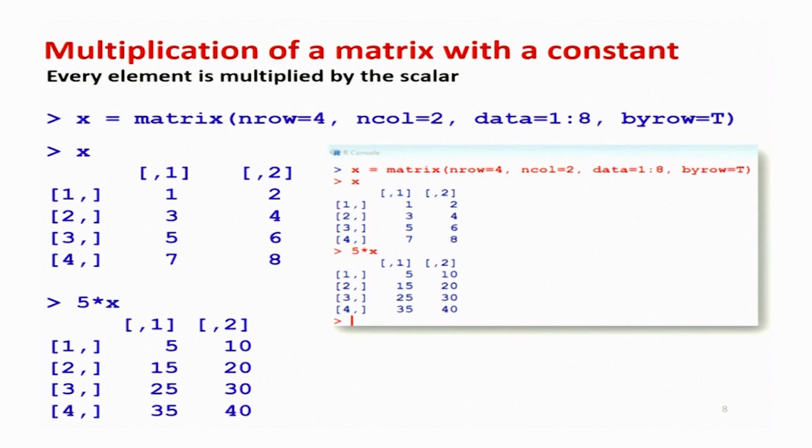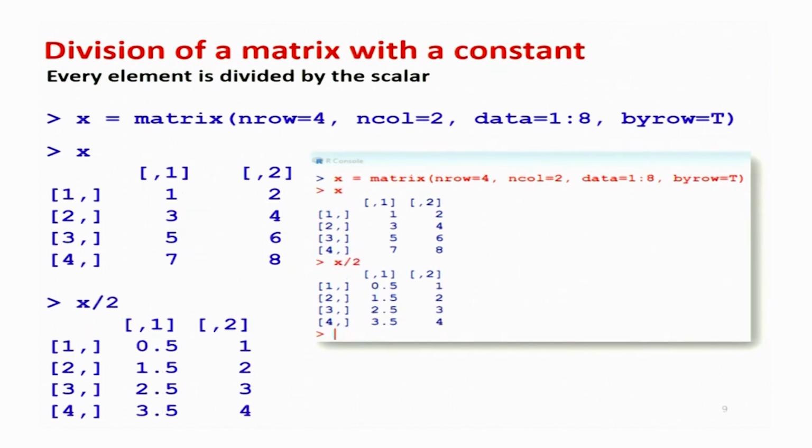Similarly, when you multiply a matrix by a scalar, every element is multiplied by the same scalar. For example, if you take the same matrix and multiply it by 5, every element in this matrix is going to be multiplied by 5 like this, and this is the outcome you can see here. That is pretty simple and straightforward, without any problem.